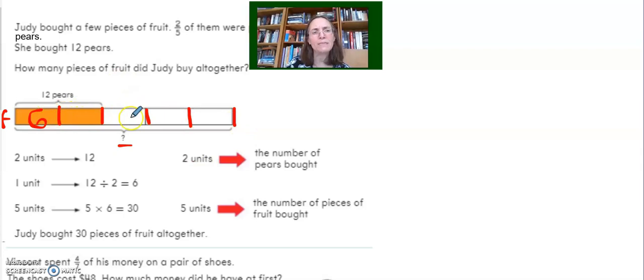How many pieces of fruit did she buy altogether? Well, wouldn't that be 6 times 5? 6, 1, 1, 6, 2, 6, 3, 6, 4, 6, 5, 6. And 6 times 5 is 30. And so there we go.